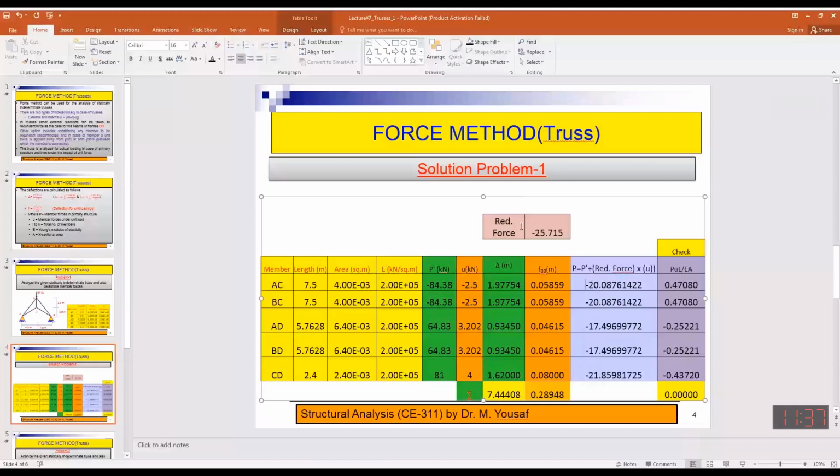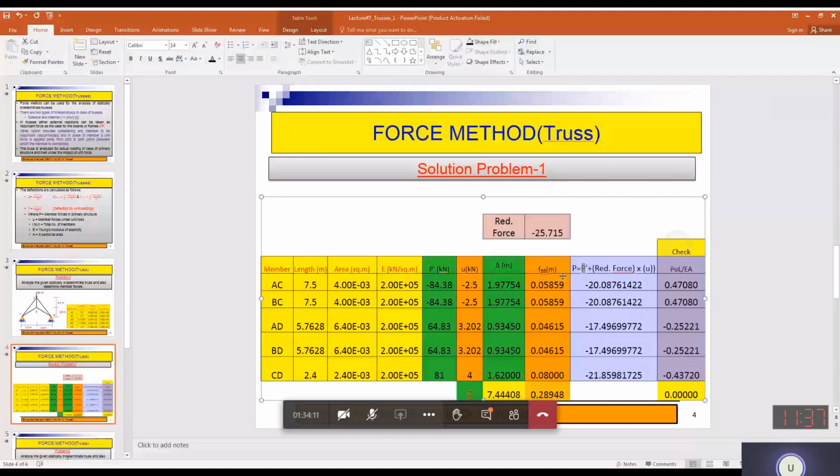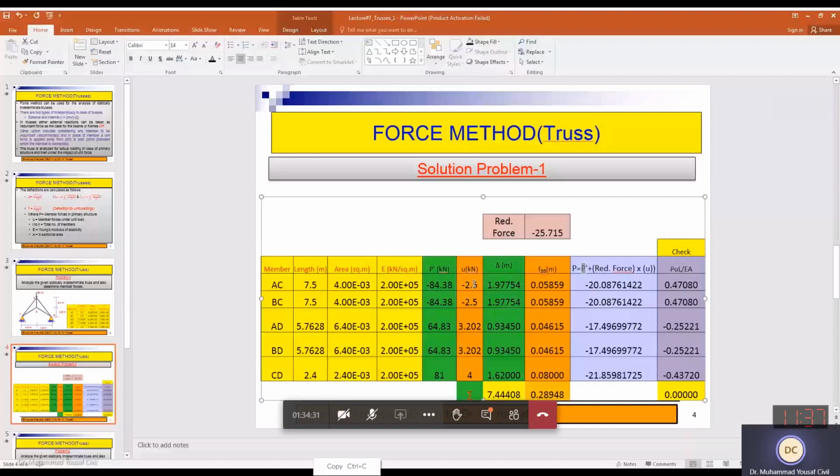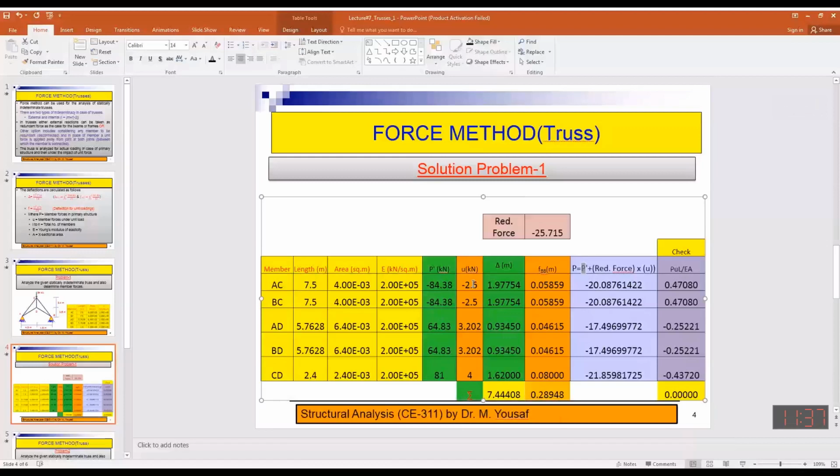Then you will see that P dash plus redundant force multiplied by U means minus 2.5. So, dekho bhai apna CR, just minus 84.38, plus with a negative sign 25.715 multiplied by minus 2.5. So it will be minus 84 and plus 2.5 into 25.7. So it will come out to be 20 point this one. Yes, sir. Just calculate all the forces.